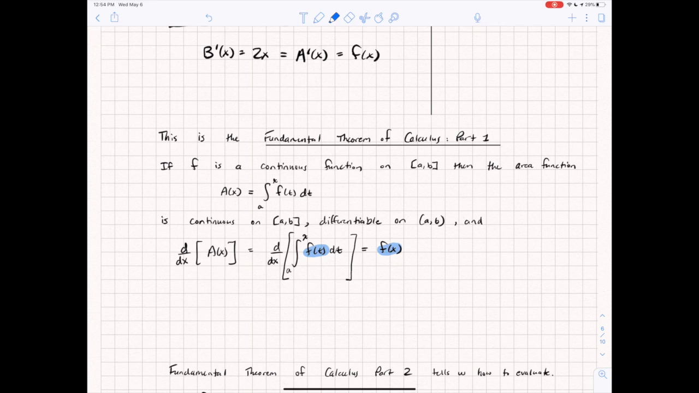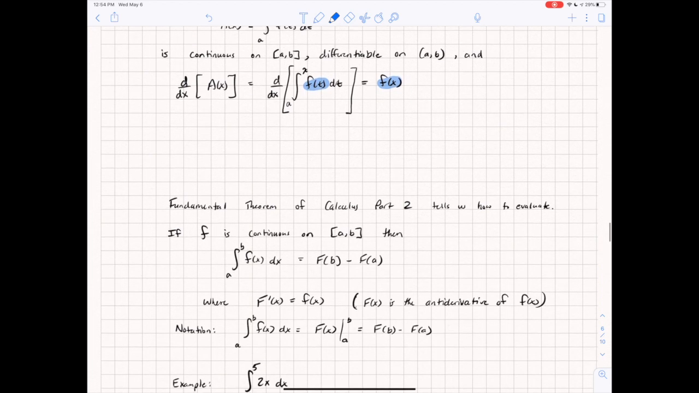Now, if part 1 establishes the relationship, then that means if I want to evaluate a definite integral, then I just need to know how to work backwards from a derivative, because that means the function that I have is just the derivative. So I need to know the antiderivative. And so that's where part 2 comes in.